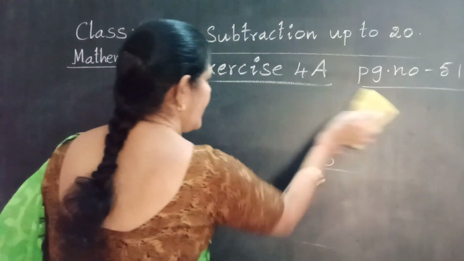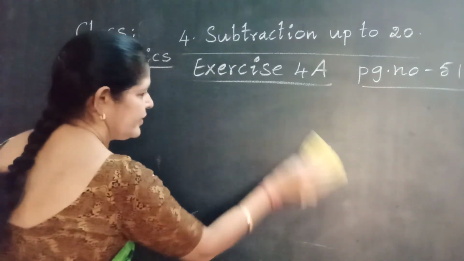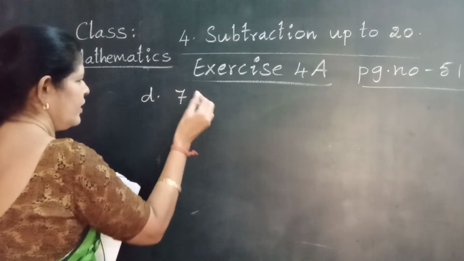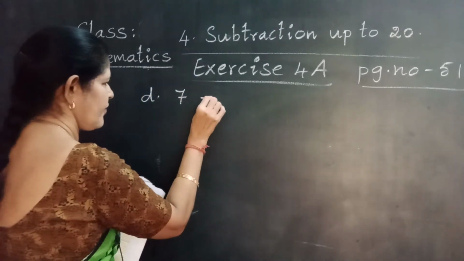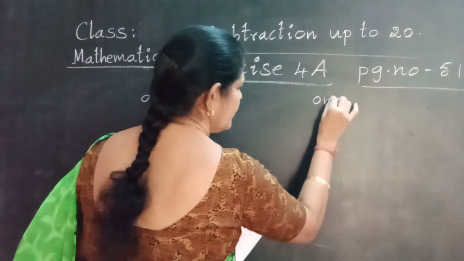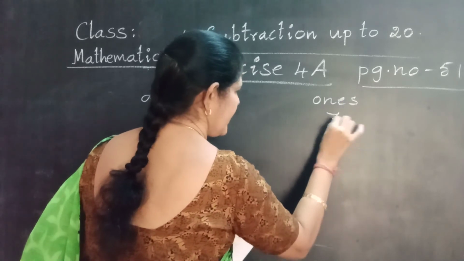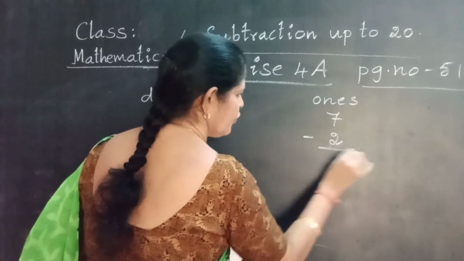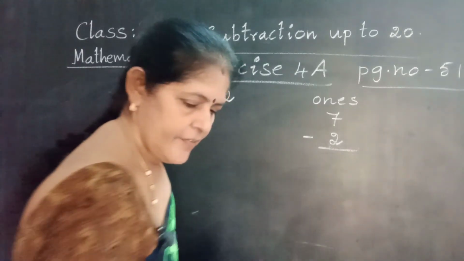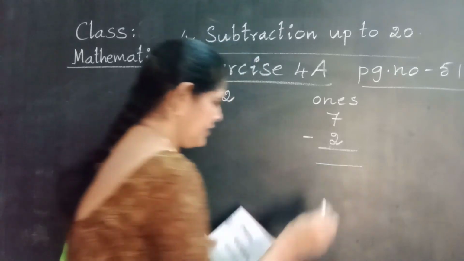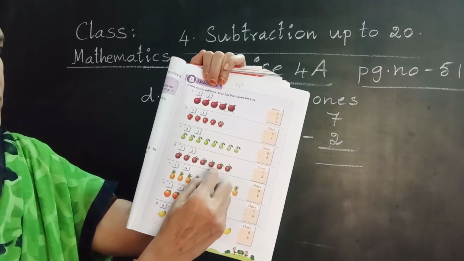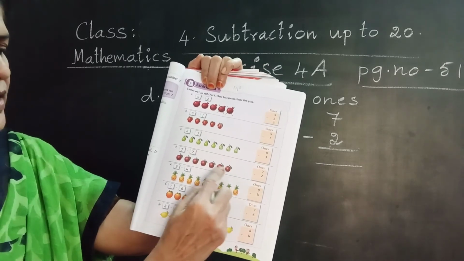Cherries. How many cherries are there? Count the cherries. Yes, very good. 7. Given subtraction, 7 minus 2. That means there are 7 cherries. We crossed out 2. We ate 2 cherries. Then how many are left? See. Come on. Start from here. 1, 2 only crossed.